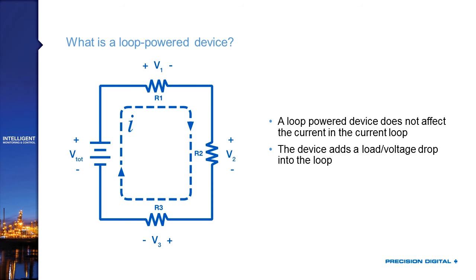So the reason why a loop powered system works is because the loop power device doesn't affect the current in the current loop. It may add a voltage drop or a load onto that current loop, but it doesn't in any way change that 4 to 20 milliamp signal that's going around my system. So I can get my power from the voltage drop, and I can read the signal, which is fixed by my transmitter.